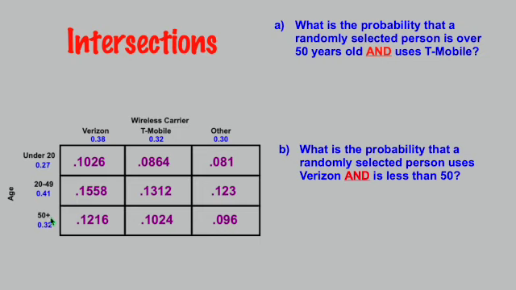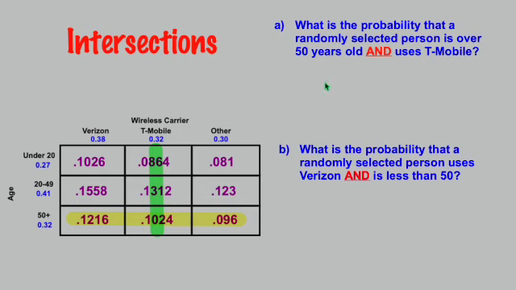So here's my 50 right here, my 50 plus. I'm going to highlight these here because any three of these could be part of our answer, because all of these would be considered 50 or older. Then I'm going to look for uses T-Mobile. So T-Mobile is right here, and any of these three would be considered T-Mobile. So once again, the intersection is where they intersect. So where they intersect obviously is right down here in this box. And so 10.24% or 0.1024 would actually be our answer.